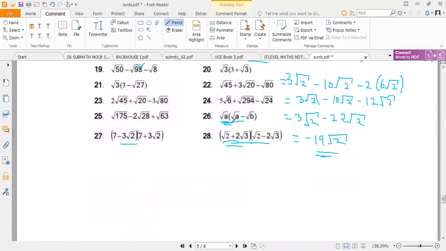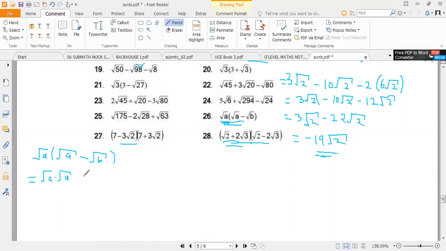For example, if you are simplifying root a being multiplied into root a minus root b, this will be the same as having, when you're opening brackets, root a will multiply with each of the terms inside the bracket. So we shall end up having root a being multiplied into root a.